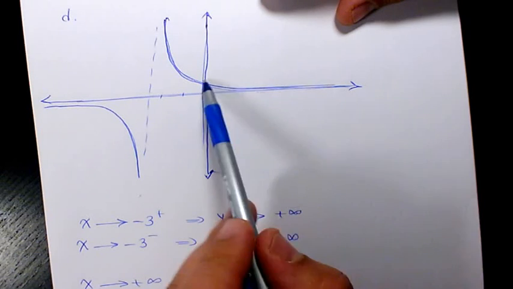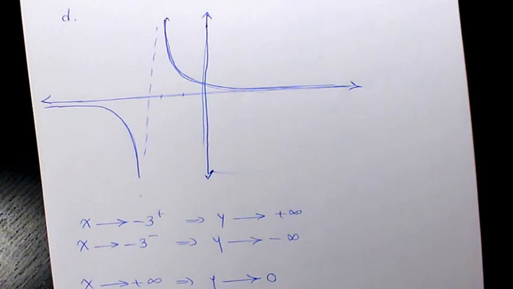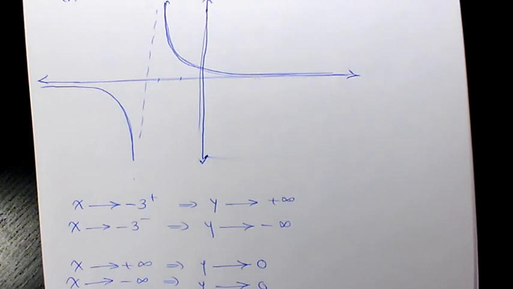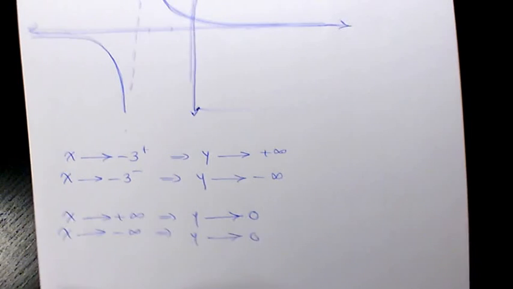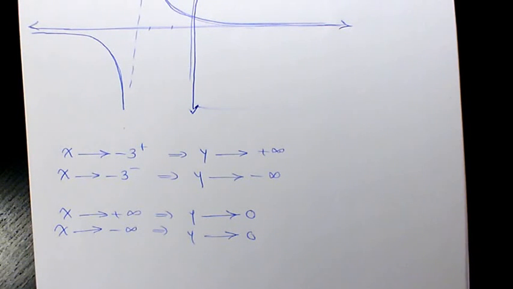As you see here, as you go right or to the left, y is very close to the x-axis. So these are the end behavior and the behavior around the vertical asymptote, and basically all the characteristics we have for the function 2 over x plus 3.